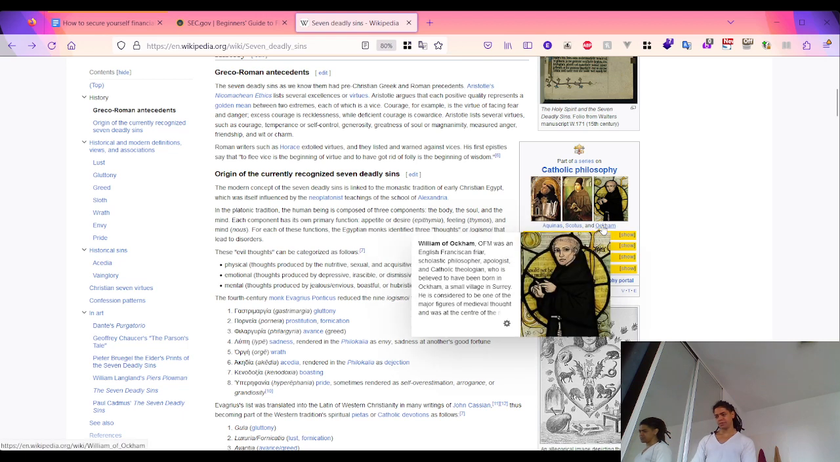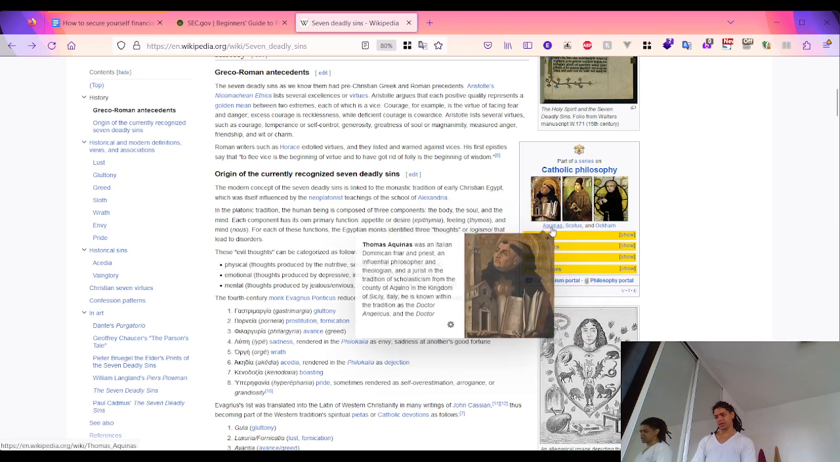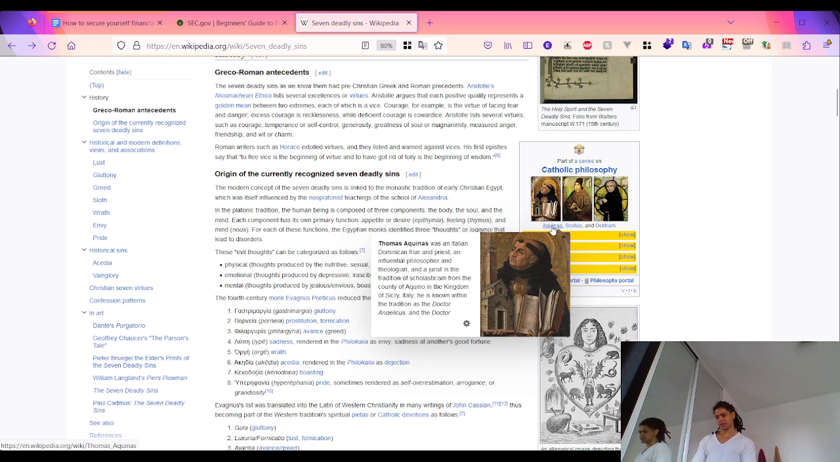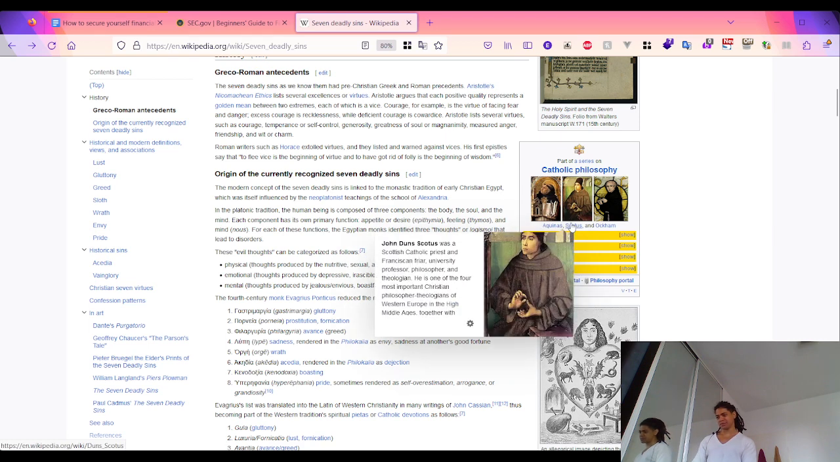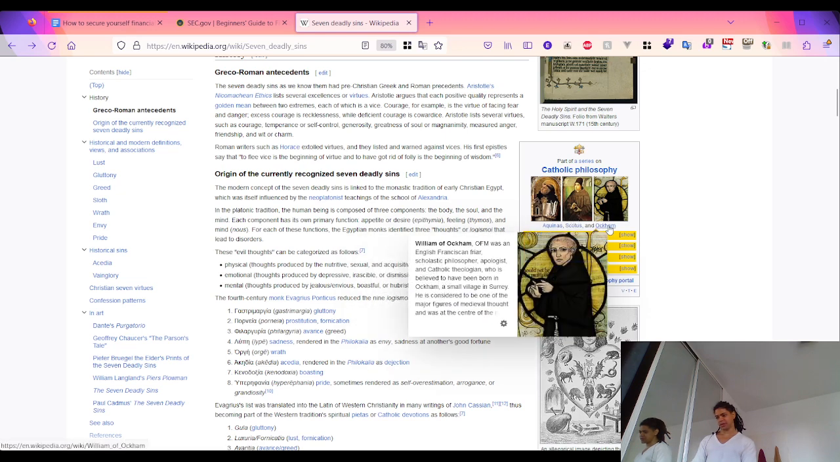William of Ockham, John Duns Scotus, and Aquinas. Doctor Angelicus.